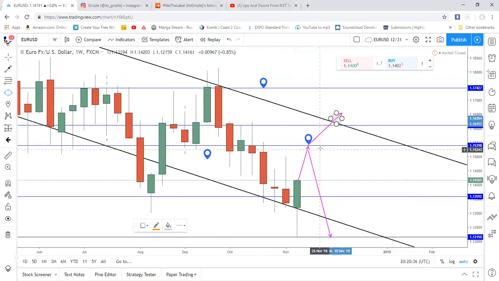If it consolidates underneath this area, then we're looking for this area for the next take profit. Okay. But what about stop losses? One sec, I'm just going to put a note right here. Take profit.